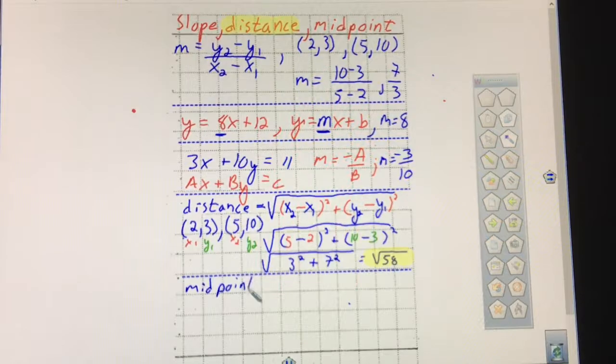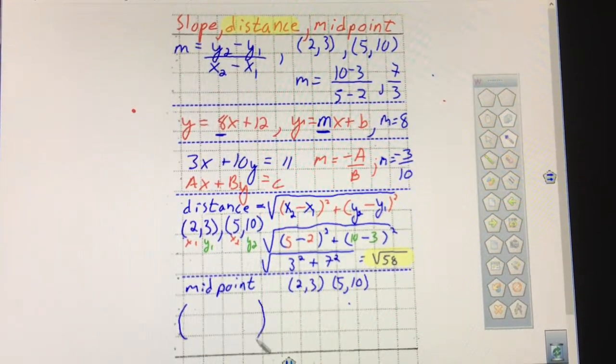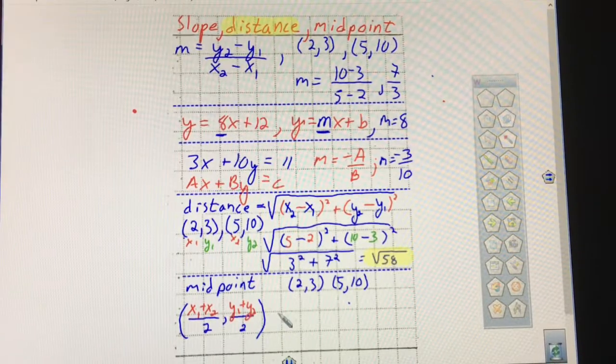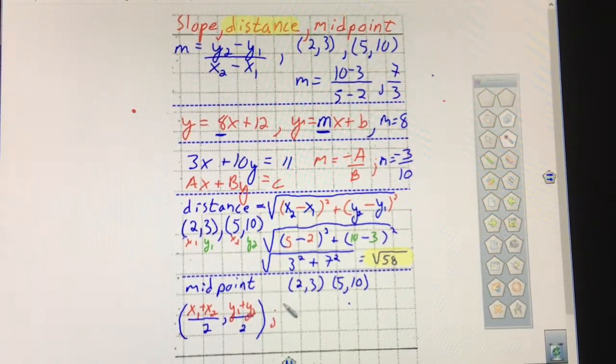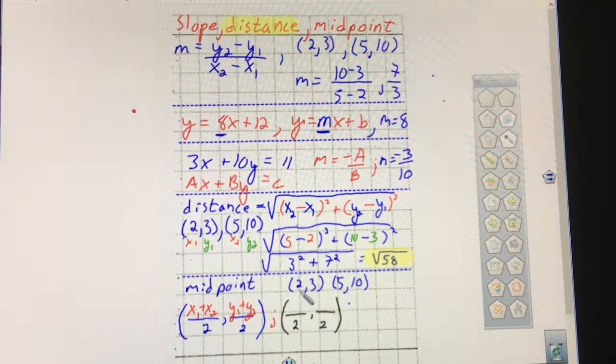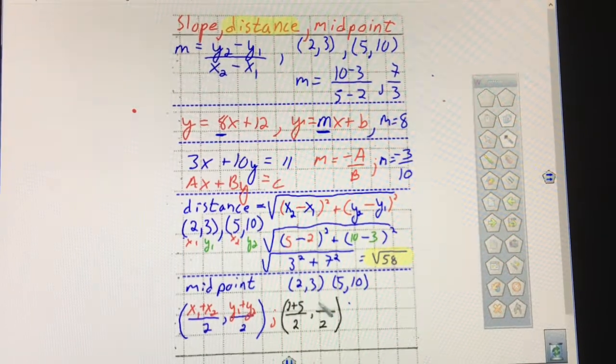Midpoint. Again, use the same two coordinates, 2, 3, and 5, 10. Midpoint formula, this time you're going to add the coordinates. And that's going to read as x sub 1 plus x sub 2, y sub 1 plus y sub 2. So the x value is 2, the x value is 5, 2 plus 5. The y value is 3, the y value is 10, 3 plus 10.